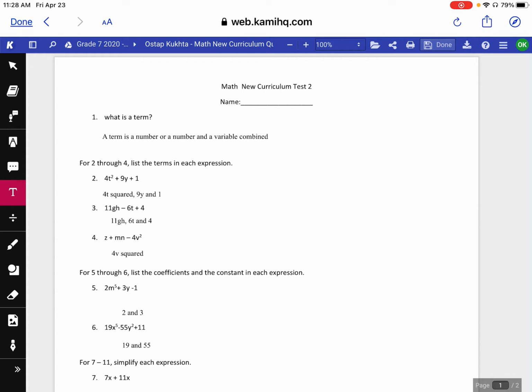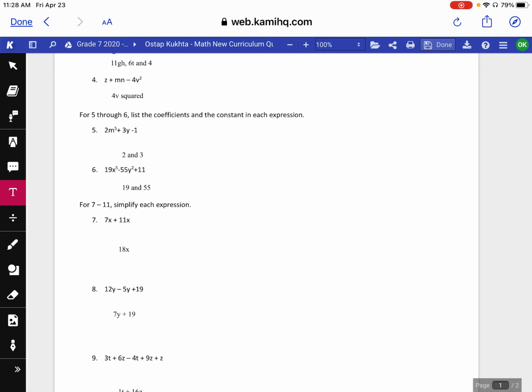For 2 to 4, I decided to do 2 to explain, because it's pretty easy. 4t squared is a term because it has 4 and t, which is a number and a variable combined. 9 and y, which is again both a number and a variable combined. And then 1, which is just a number by its own.